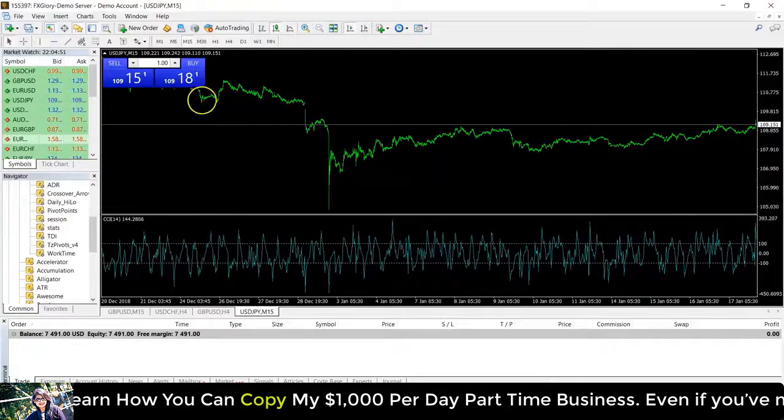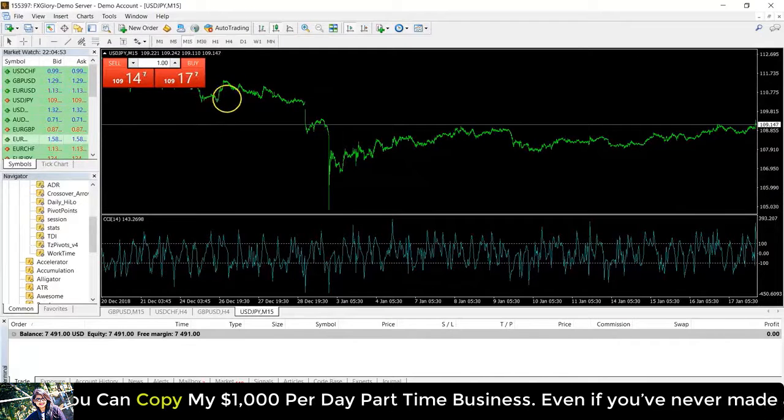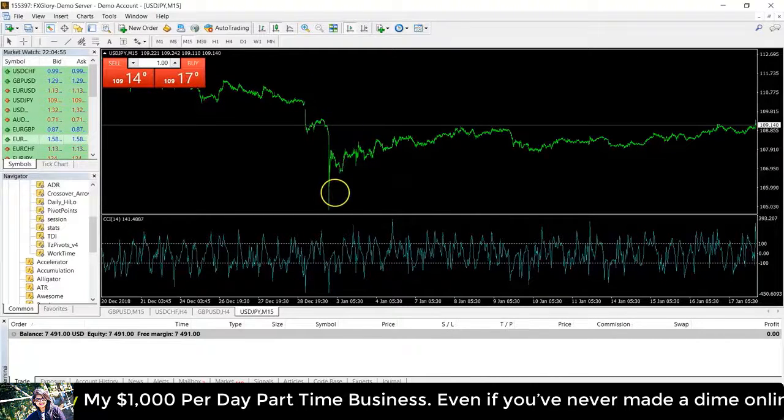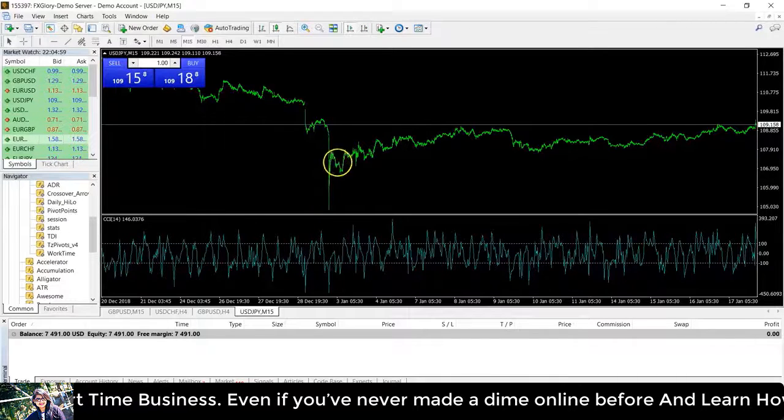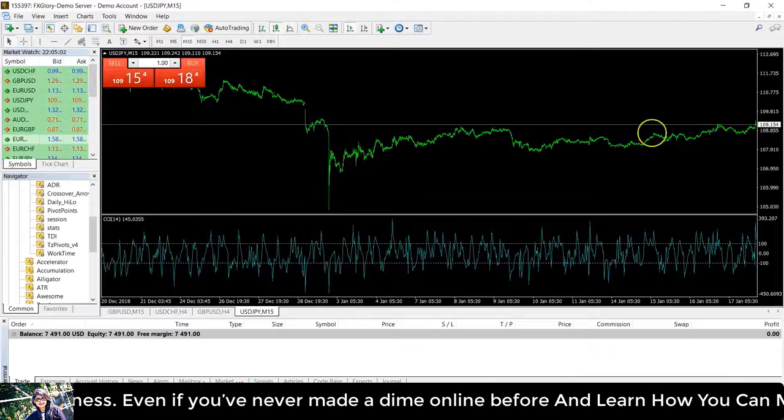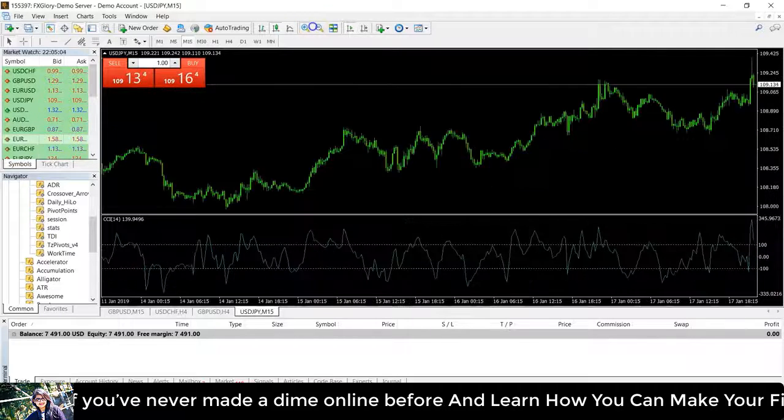So we see the market was in a downward trend right here, and then it rose back up. It retraced and rose back up. So now it's slightly in an upward trend right now, guys.